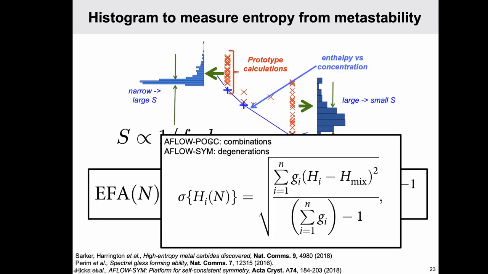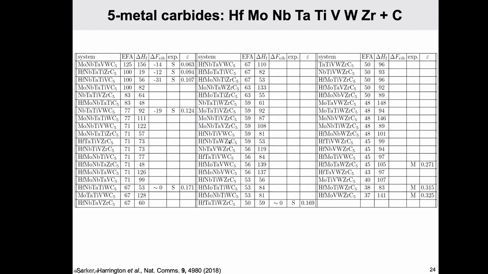With POCC, the partial occupation code, we calculate all the possible shuffling of the metal carbides, okay? We calculate all these energies, we get the G's, we get the H, and then we get the spectrum, okay? And from the spectrum, we get the EFA, okay? So this EFA measures the potential entropy of the system, okay? Then since all these configurations are unstable, we also measure the distance from the convex hull. The convex hull, remember, is delta H, which we measure with the other code of ours, like a flow convex hull. So don't worry about that, that is not important, and epsilon, right?